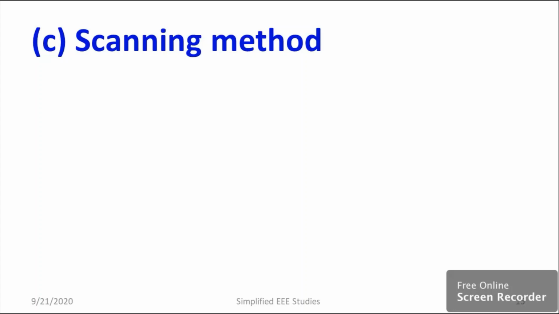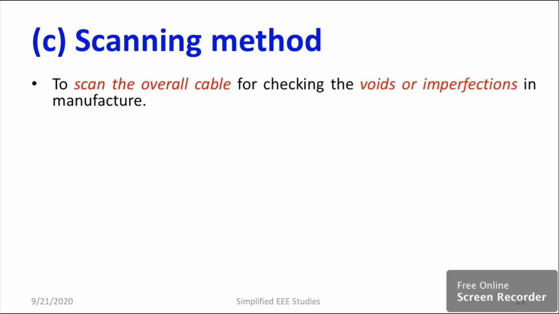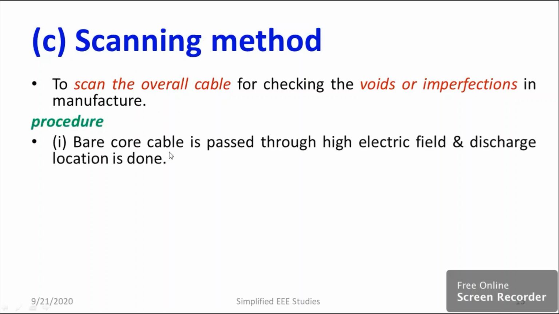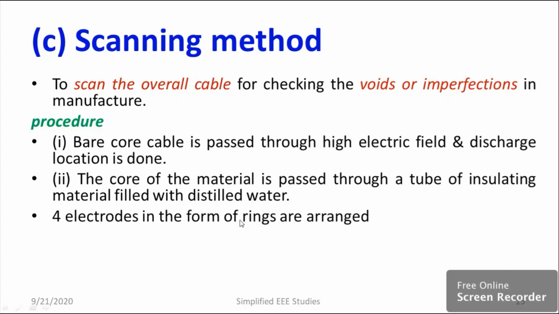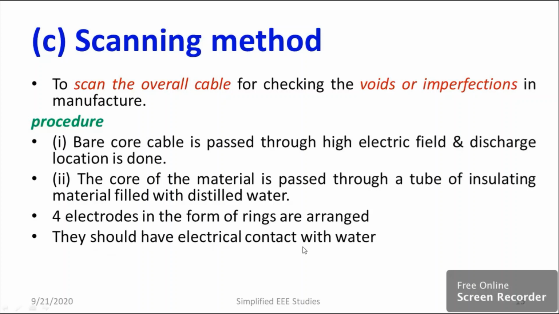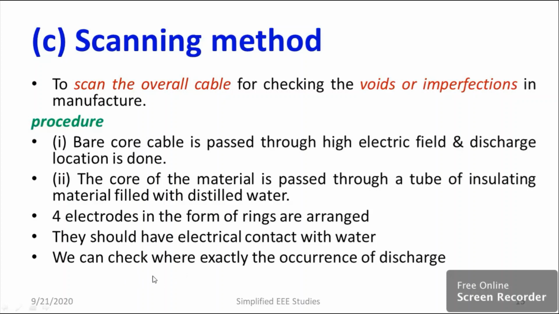Now let us discuss the scanning method. How to conduct the scanning method: scan the overall cable for checking voids or imperfections in the manufacture. That's the peculiarity of the scanning method. Let us discuss the procedure. First, a bare core cable is passed through a high electric field and the discharge location is determined. Second, the core of the material is passed through a tube of insulation material which is filled with salt water or distilled water. Four electrodes will be placed over the arrangement in a ring-like structure, and they should have electrical contact with the water. We can check where exactly the discharge occurs.